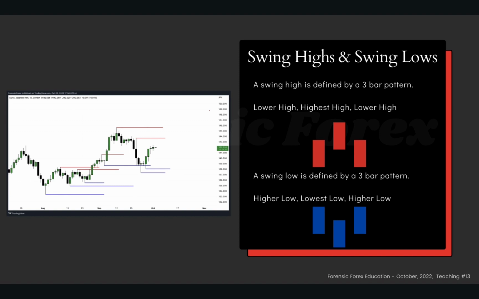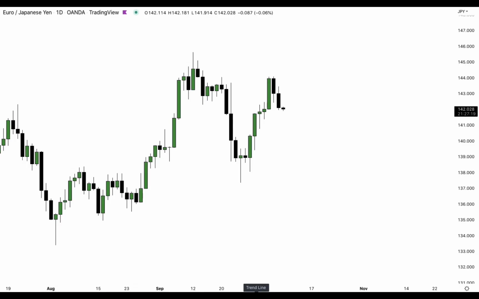A swing low is defined by a 3-bar or a 3-day pattern. There is a higher low on the left, the lowest low in the middle, and then a higher low on the right. Let's take a look at the chart to find some examples of a swing high and a swing low. Euro yen for the example, we're going to start in August. Going forward, we're going to find all our swing lows.